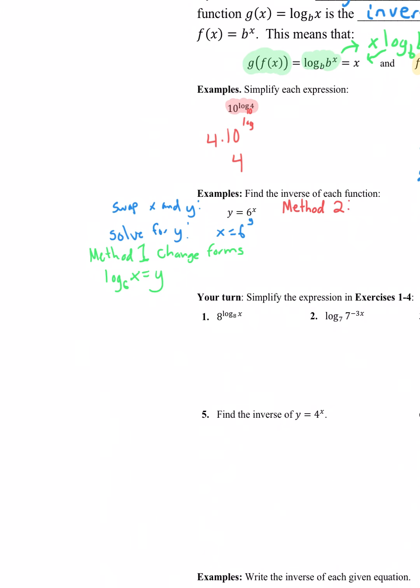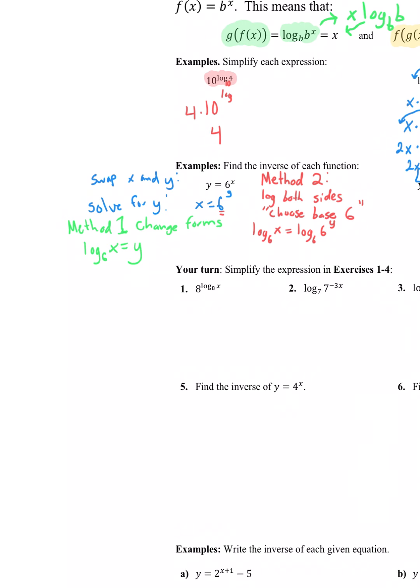The other method we talked about was a little more algebraic, and we said that's the log both sides method. When I log both sides, I want to choose base 6 specifically, because this is already a base 6 here. So I can write this as log base 6 of x equals log base 6 of 6 to the y power.